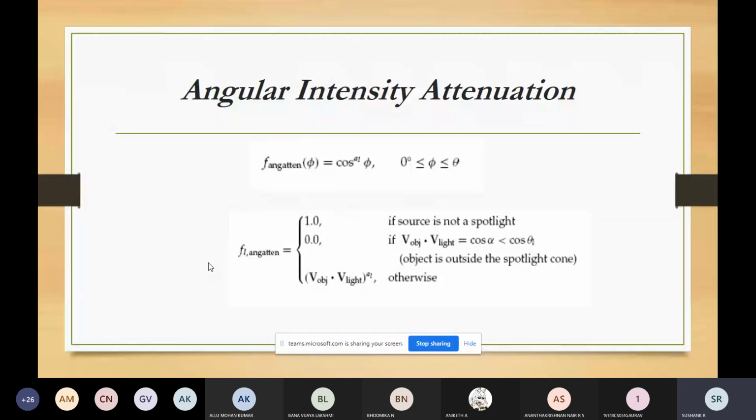So for the directional light source, we will attenuate the light intensity angularly from the source, as well as the direction, as well as radially outward from that point. Here the intensity will be higher along the axis of the cone, and as you move away from the axis of the cone, the intensity will get reduced.